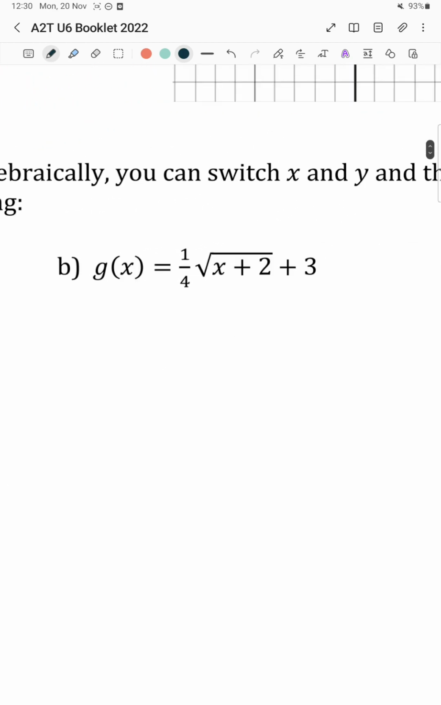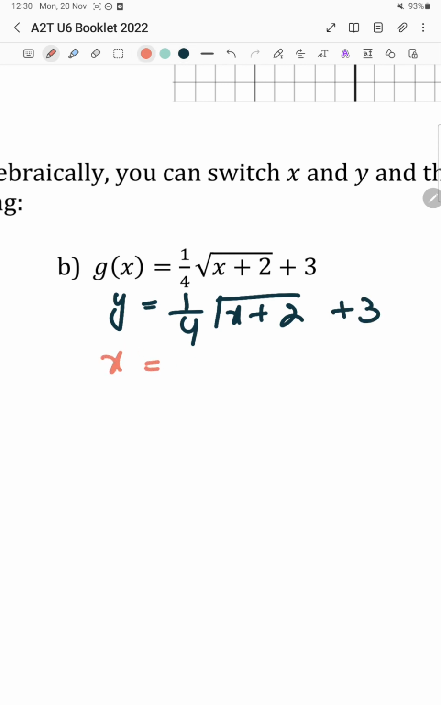Okay, let's do the next one. Let's switch x and y.